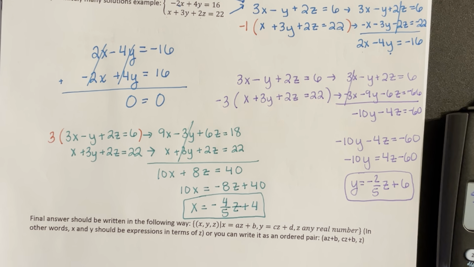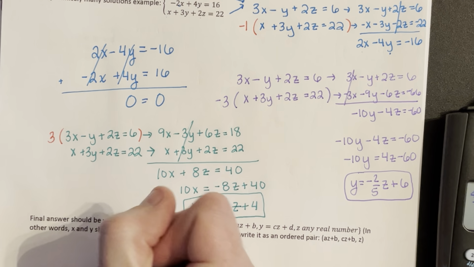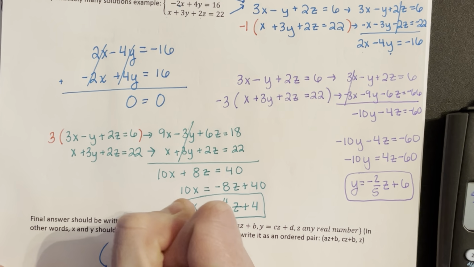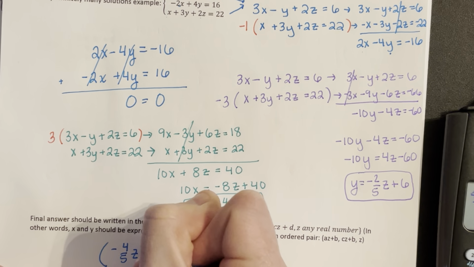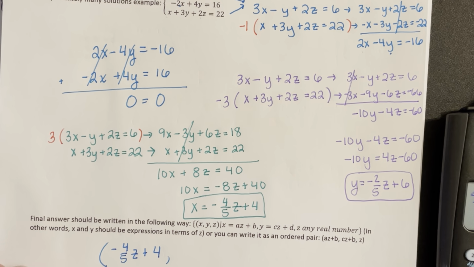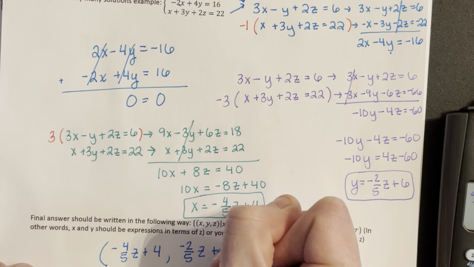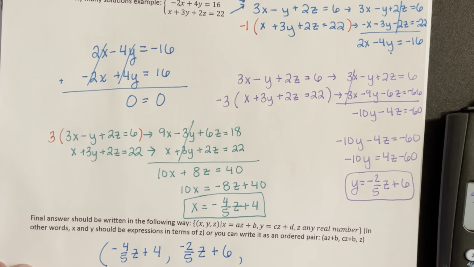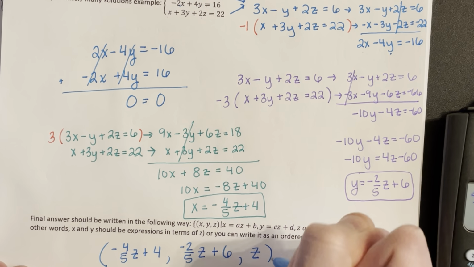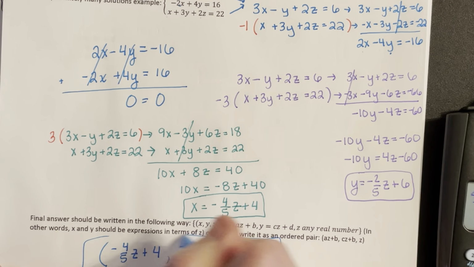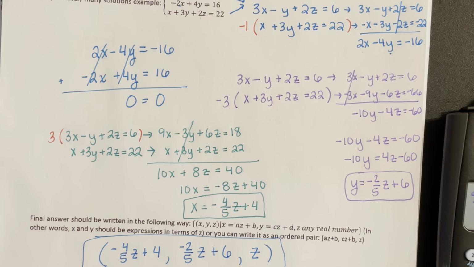It says that our final answer should be written in the following way, where we have x's in terms of z's, y's in terms of z's, and z is just any real number z. So if I write this out as a point, I'd have negative 4/5 z plus 4. There's our x part. Our y part is negative 2/5 z plus 6. And then z is just z. So I know that one was definitely harder, but you want to try to practice a few of these that have that infinitely many solutions type.